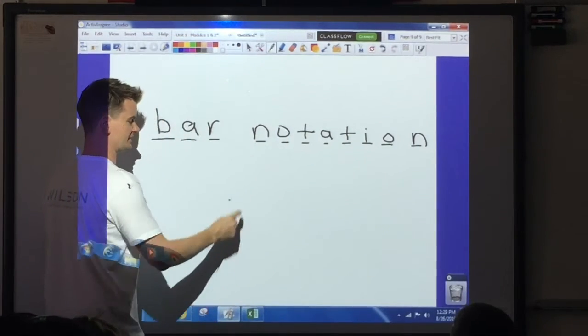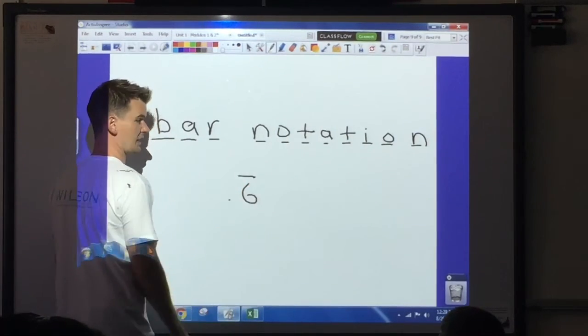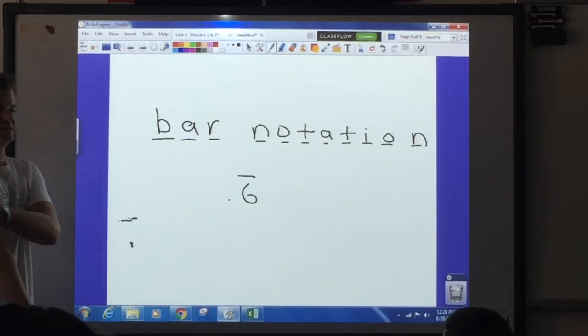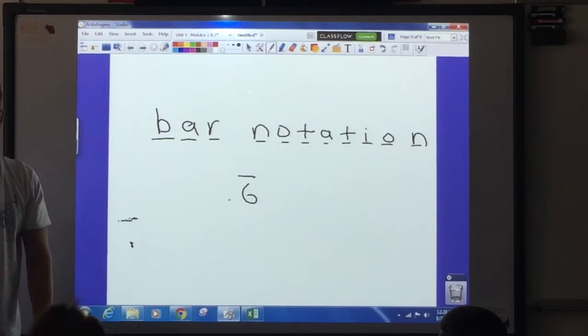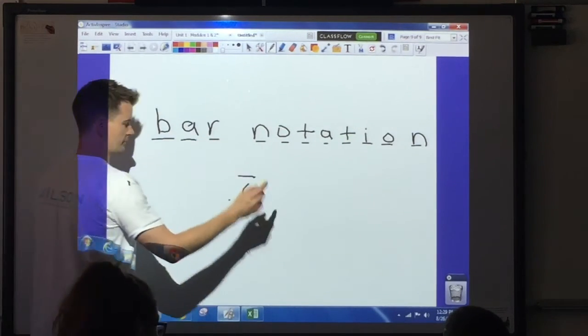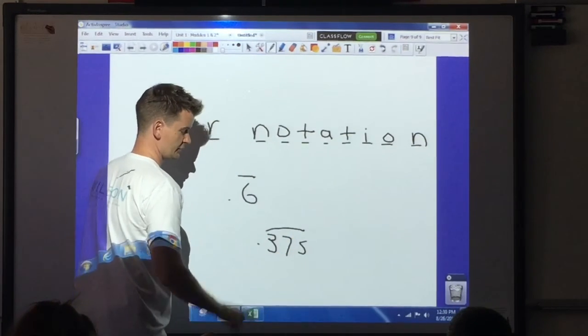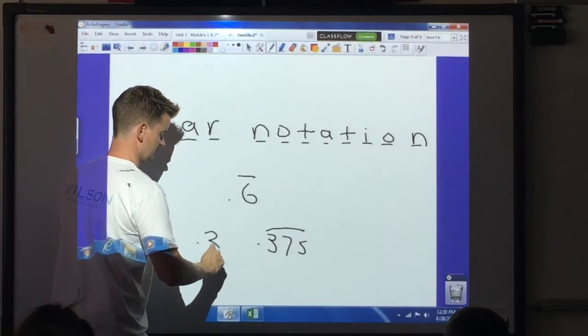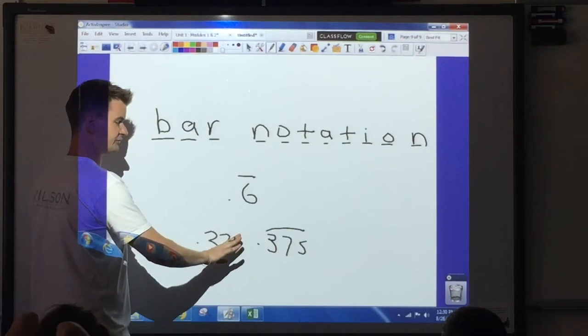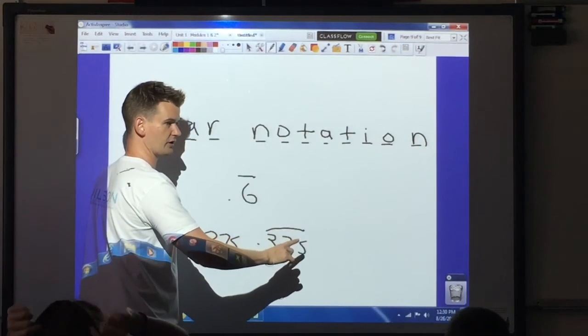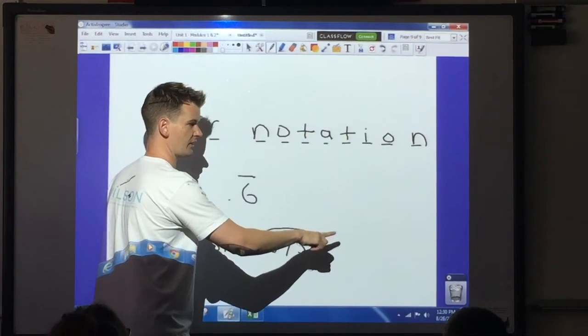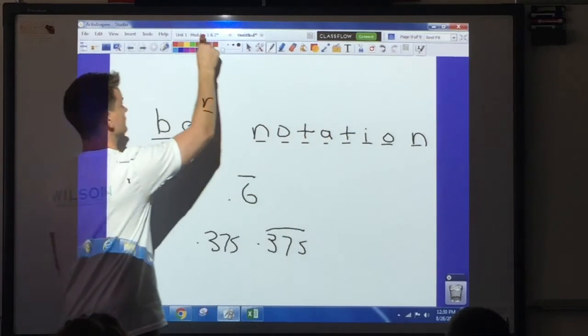Notation. When you see a repeating decimal like this, that little line on top of it is known as bar notation. This indicates that this goes on and on forever and never stops. It's like 0.6 repeating, 0.375 repeating. There's a difference. That's repeating. That's terminating. It stops at the 5. This means that it goes on and on forever. 375, 375, 375. That's what that is.